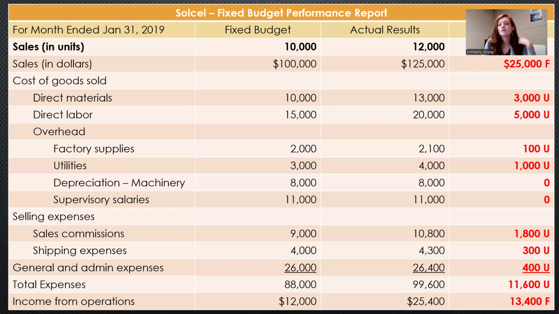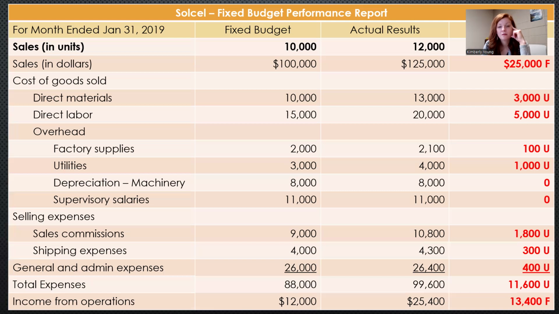When in reality, we sold 12,000 units. So I have no idea if that's good or not because we're not comparing apples to apples. We're not comparing a budget of 12,000 to us selling 12,000. So I'm not really positive just looking at it like this, if that's good or bad.